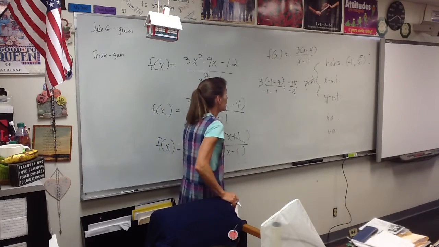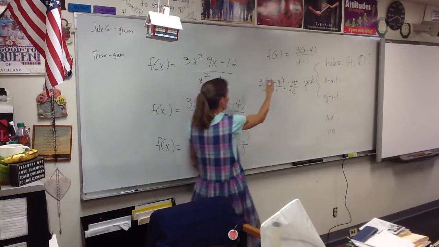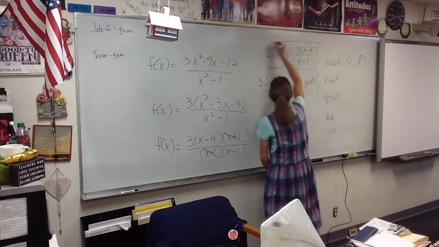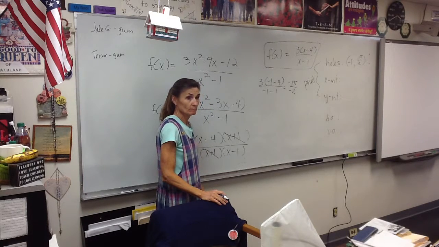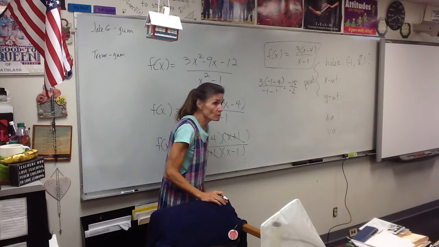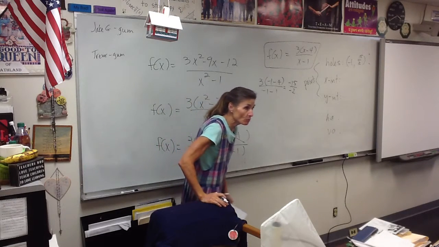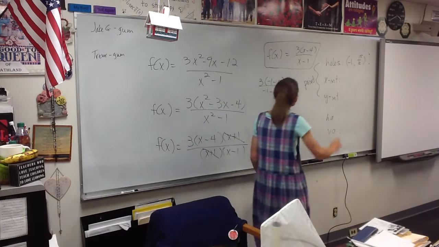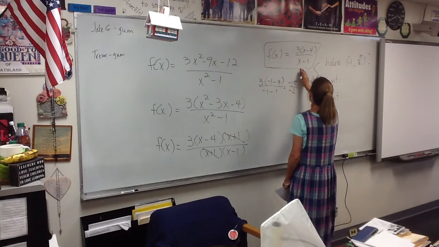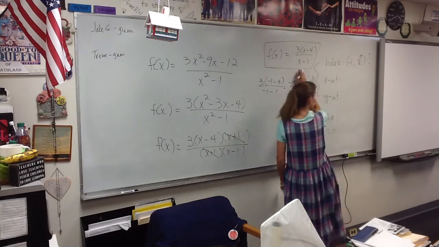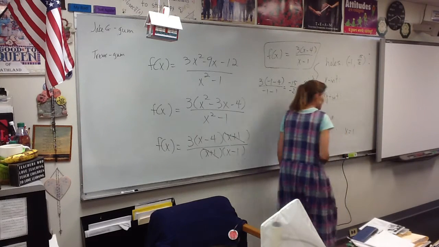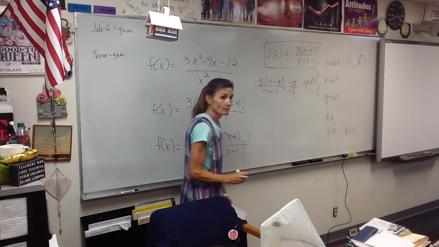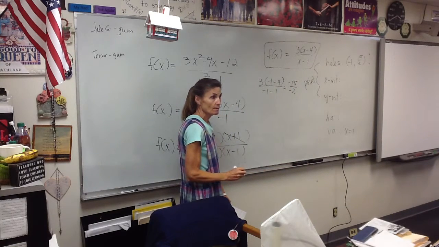Okay. Now, let's look at what we've got left here. This is our problem now. Are there any vertical asymptotes? Yes. Where do vertical asymptotes come from? Denominator equals 0. So what would make my denominator 0? What makes my denominator 0? 1. So my vertical asymptote is x equals 1.